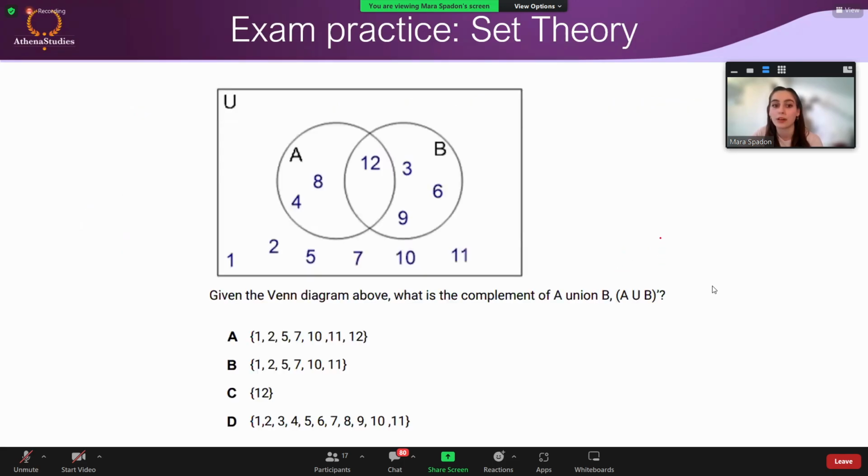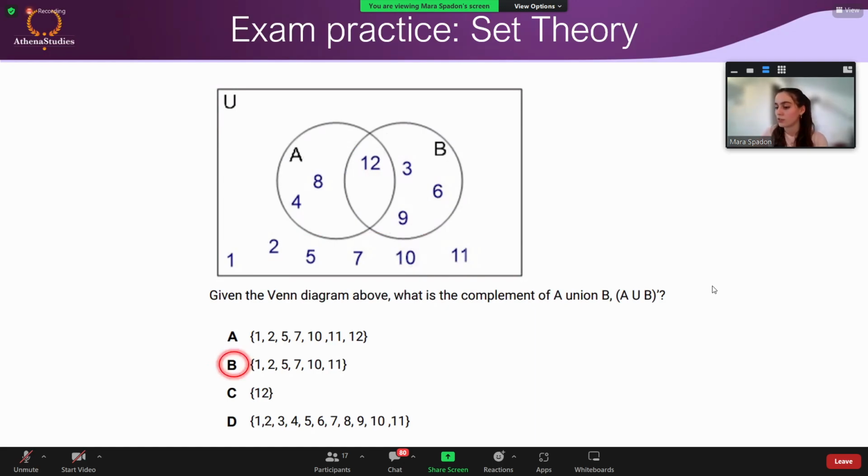Okay, so another exercise on set theory, which kind of looks similar to the one we had before. What do you guys think about this one? So the complement of the union of A and B. Okay, yes, I'm seeing a lot of people saying B. That is indeed correct, because we take A union B, and then we take the complement. Remember, that is everything but. So we take all of these values here. Let's check. Yeah, that is indeed the case.